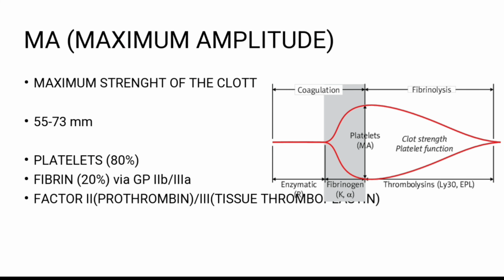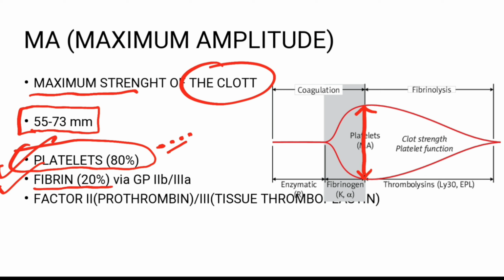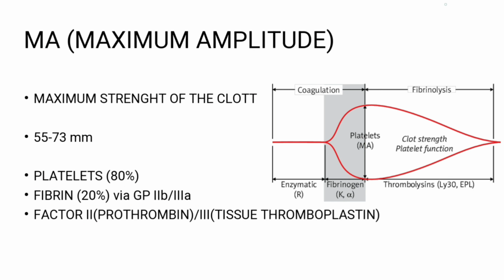The next parameter that we measure is the maximum amplitude. This maximum amplitude is the maximum strength of the clot, and the value revolves around 55 to 73 mm. Mostly it depends on the platelets, 80% it depends on the platelets. The other 20% it depends on the fibrin via GP2B3A, and also depends on factor 2 and 3, which is prothrombin and tissue thromboplastin.